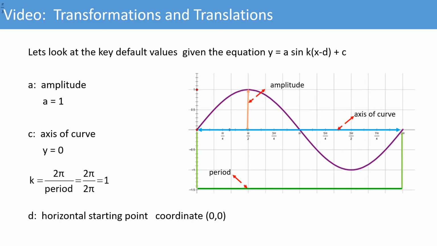D represents the horizontal starting point. At this point in a default graph, the coordinate is equal to 0, 0. For the horizontal starting point, you need to look at the x value of the coordinate. Just to review, the default values: a is equal to 1, c is equal to 0, k is equal to 1, and d is equal to 0.